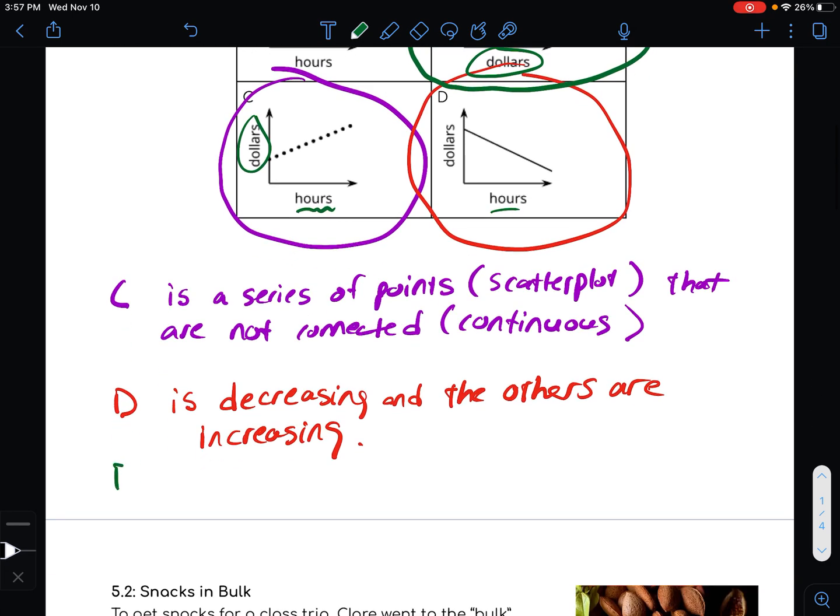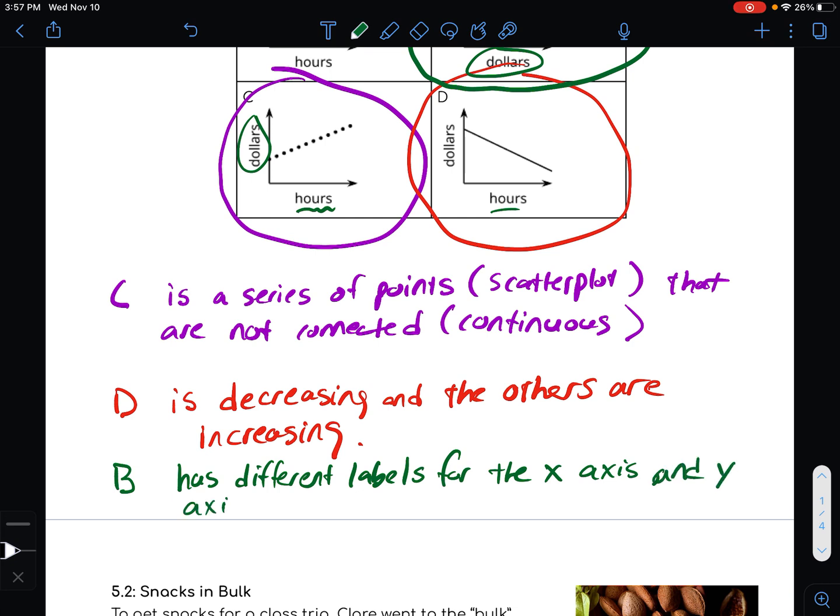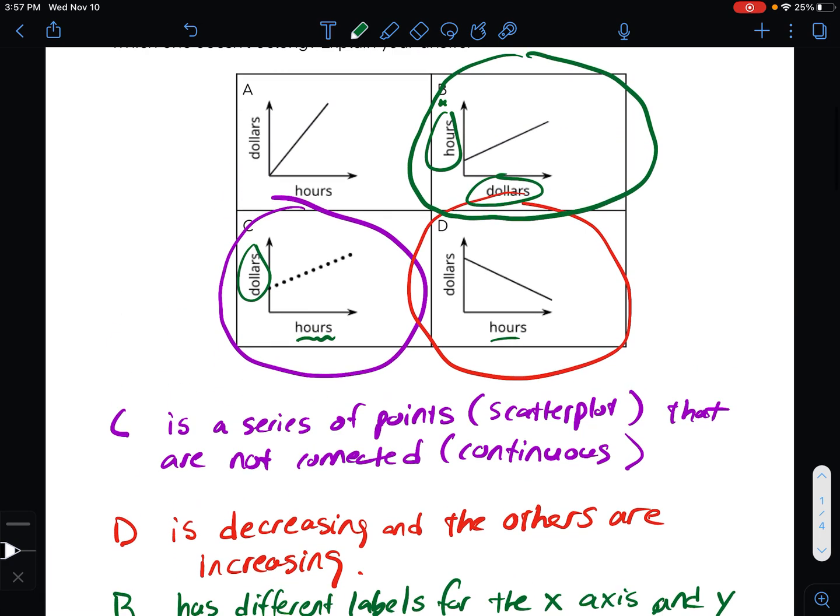So graph B has different labels for the x-axis and y-axis compared to the others. Although each graph does have dollars and hours plotted, the one in B has them flip-flopped compared to the others. So dollars moves down to the x-axis and hours moves to the y-axis.